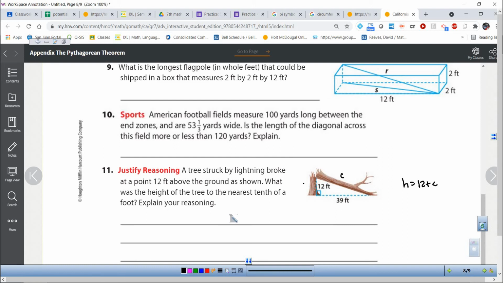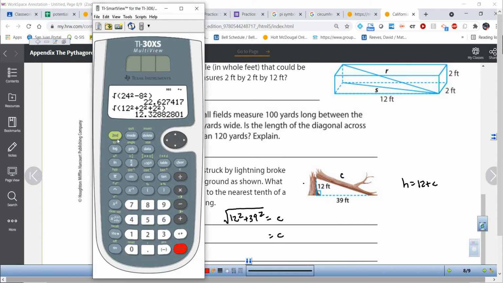All right, so 12 squared plus 39 squared would give us c squared, so we're going to do the square root of 12 squared plus 39 squared, and that's going to give us c, okay? All right, here we go. 12 squared plus 39 squared. All right, and I get 40.8.